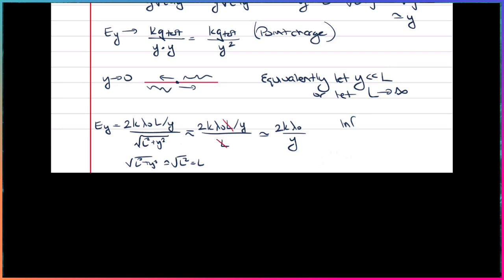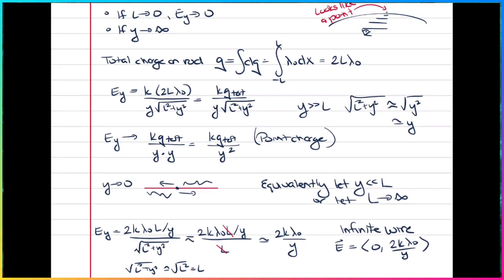So the infinite wire has an E field that is still 0 in the x direction. There's 2k lambda naught over y in the y direction. And again, we got to this expression essentially by thinking that either y is so small that the wire expands our field of view. Again, just try putting your nose up against a wall, right, and see how big the wall looks. Or we just let L get really, really big.